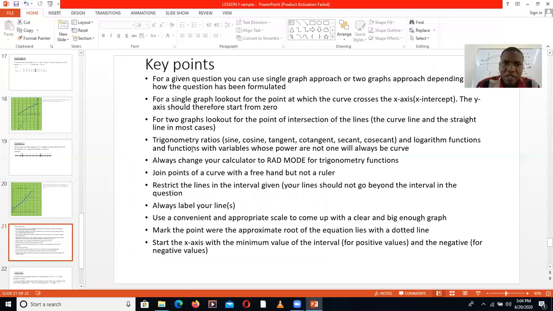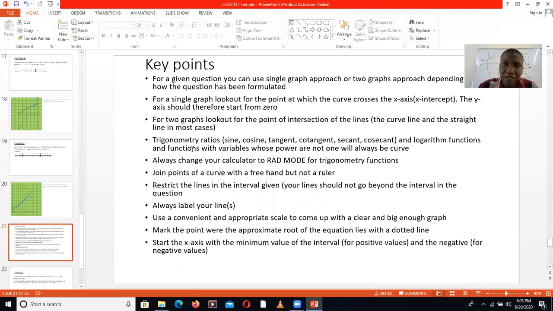So the key points that we need to note here: for a given question, you can use a single graph approach or a two graph approach, depending on how the question has been formulated. I think you can refer to those examples to find out which one requires a two graphs method and which one requires a single graph method. If they give a function with an equal sign in it, with one function, and they have split it already for you, then there you have to use the two graph method.